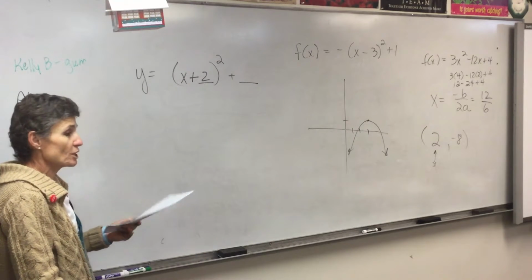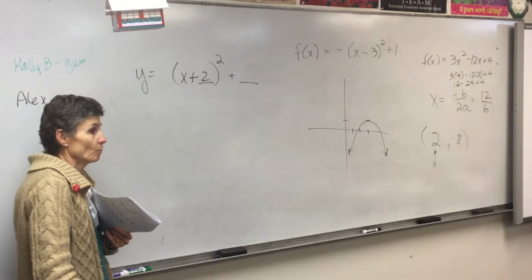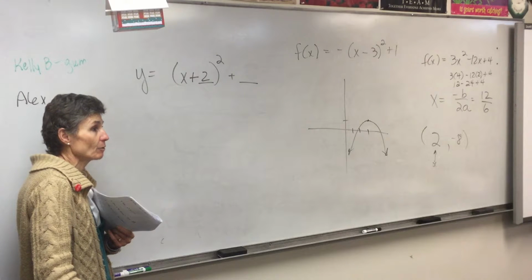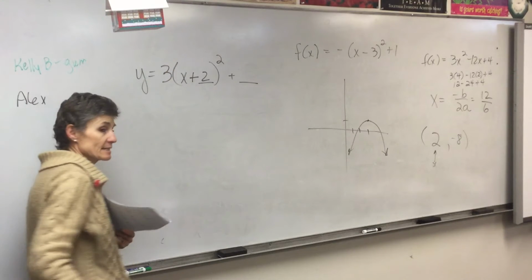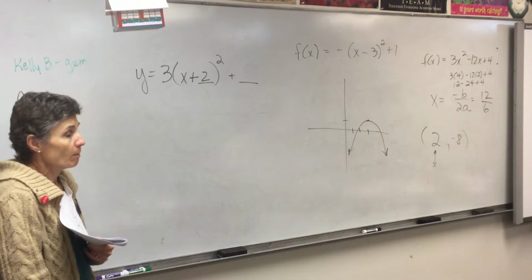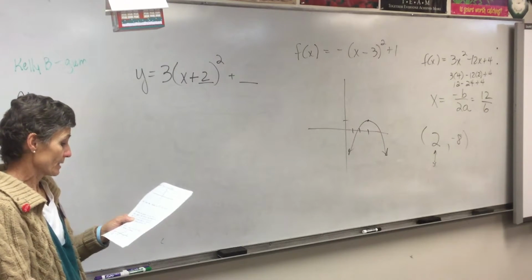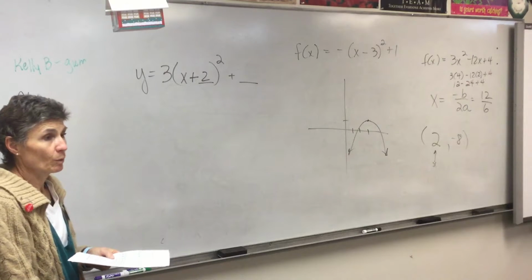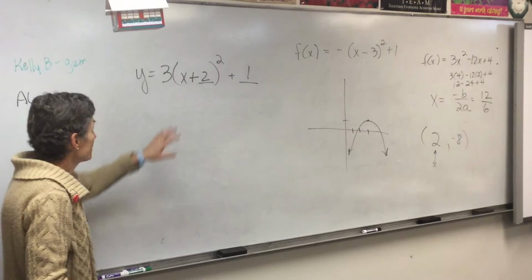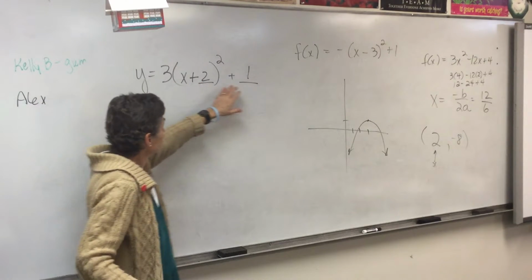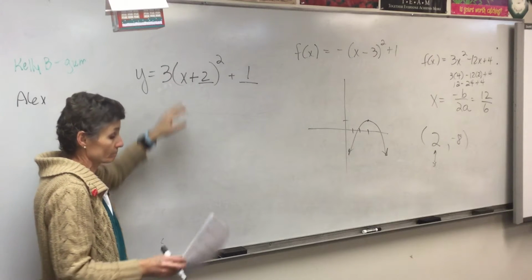Now I want to stretch it vertically by a factor of 3. How do I stretch something vertically? Put a 3 out in front of it. That's exactly right. Multiply it by 3. Multipliers stretch and shrink, adds and subtracts shift you. Now I want to shift it up 1. What am I going to do to shift it up 1? Put a plus 1 out here on the end. This takes it left 2, up 1, 3 times as tall. Done.